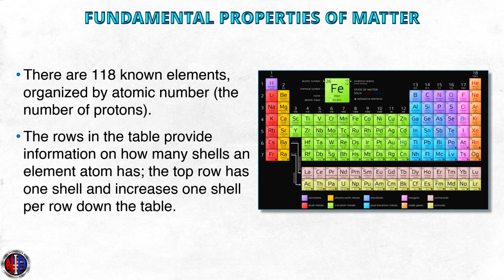The rows in the periodic table of elements provide information on how many shells an element atom has. The top row has 1 shell and increases 1 shell per row down the table. As an example, hydrogen has just 1 proton and 1 orbiting electron in 1 shell. Helium has just 1 shell as well, but has 2 protons and 2 electrons. Tungsten, on the other hand, has 6 shells to systematically hold in orbit all of its 74 electrons.